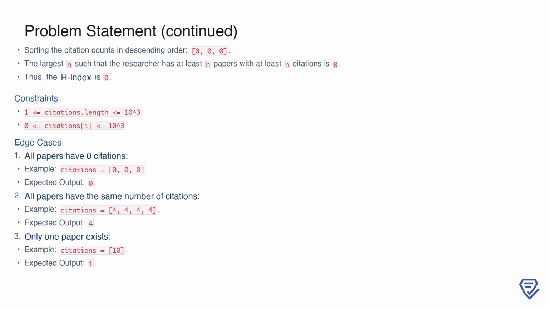It's important to consider edge cases, such as when all papers have 0 citations, when all papers have the same number of citations, or when there's only one paper. For example, a single paper with 10 citations would result in an H-index of 1 because it satisfies the condition of having at least one paper with at least one citation.